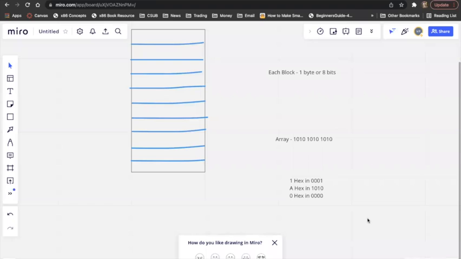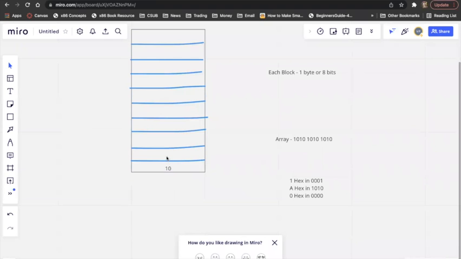Let's do it again. We know that the array is 1010101010, and each block is 1 byte, which means it can store 8 bits. So we know 1 in hex is 4 bits, A in hex is 4 bits, 0 in hex is 4 bits. This means each block can store up to these values in them.